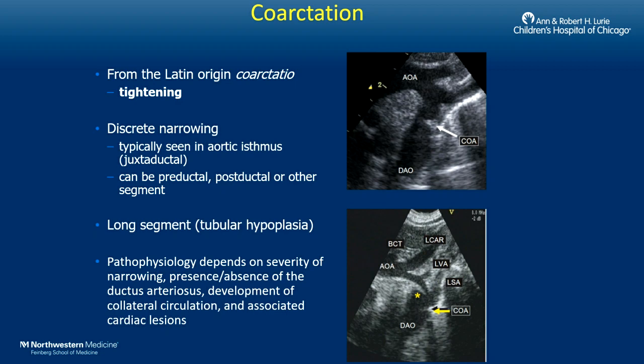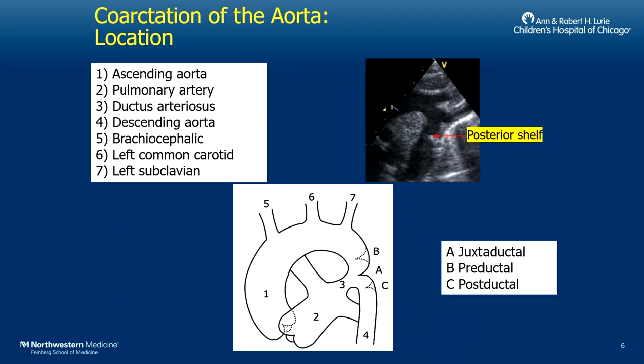Pathophysiology will depend on the severity of the narrowing, presence or absence of the ductus arteriosus, development of collateral circulation, and associated cardiac lesions. So here's just a picture. First thing we see is an echo picture of an aorta, and this is on the upper right hand of the screen, and then there's a posterior shelf, and that's the coarctation, the essence of coarct.